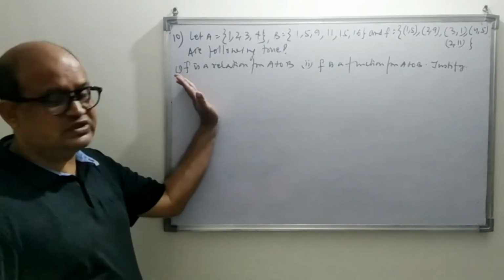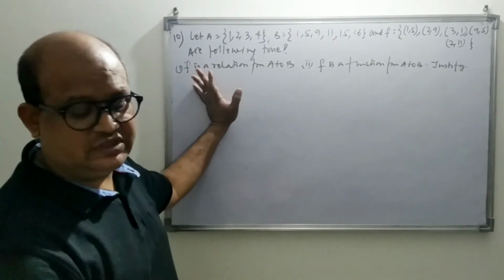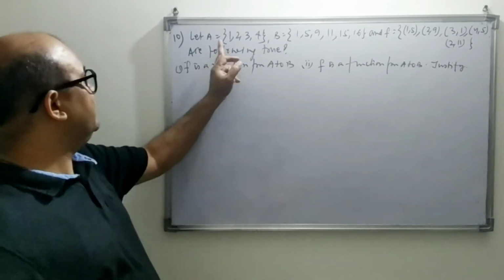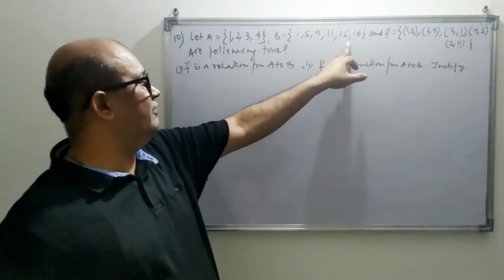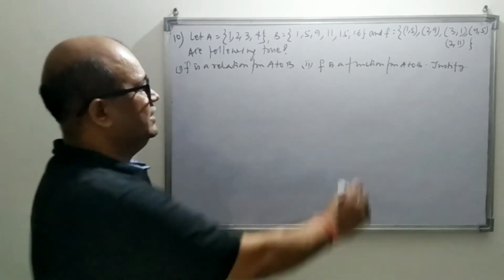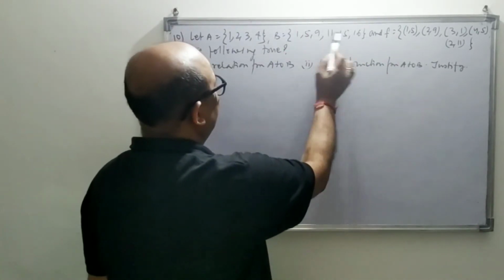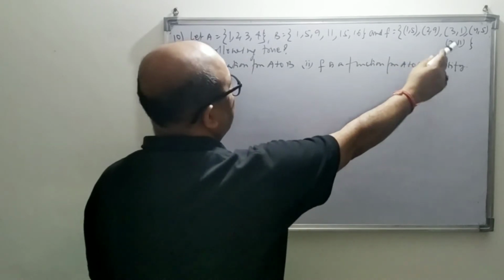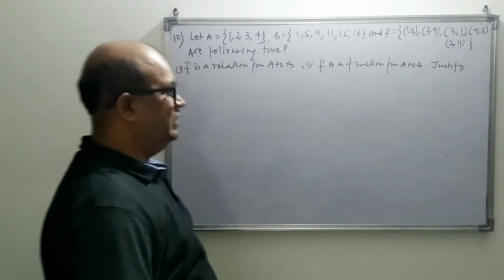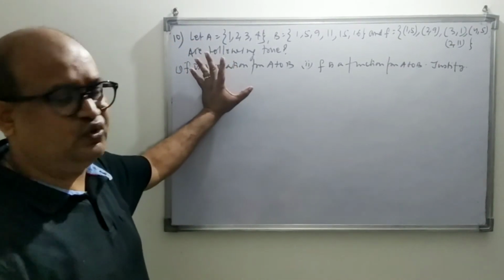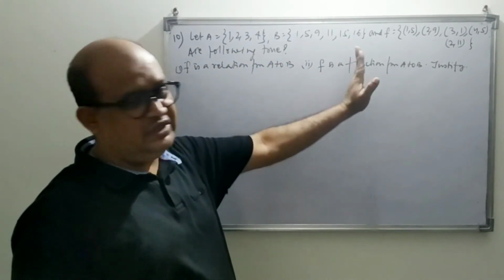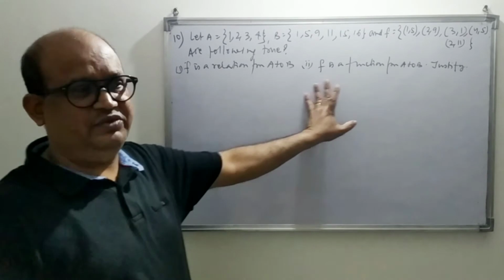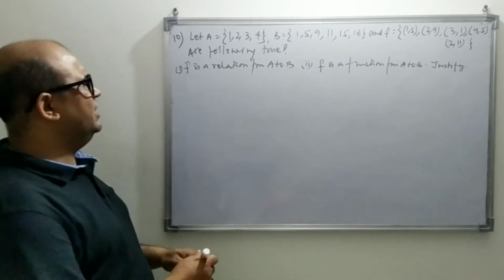Now, I will go to question number 10. This is a very important question. What they are telling is that A equal to 1, 2, 3, 4, B equal to 1, 5, 9, 11, 15, 16, and F is (1,5), (2,9), (3,1), (4,5) and (2,11). Then we have to show whether the following are true or not: F is a relation from A to B, and F is a function from A to B. You have to justify it. Now, let us go one by one.